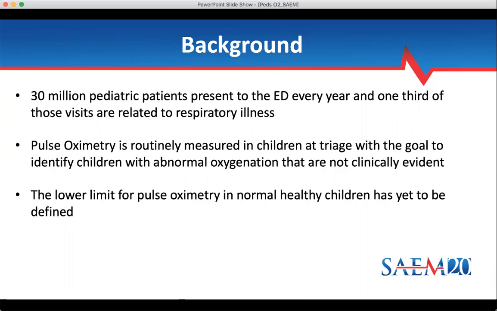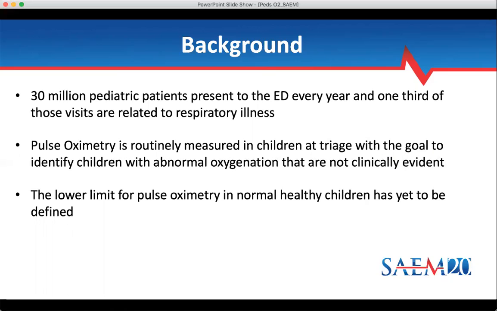Pulse oximetry is often used when patients first come to the emergency department to get a sense if there's an abnormality in their oxygenation. And we're really checking to see patients that have an unexplained abnormality, as in if a patient comes with respiratory distress, it's usually relatively easy to see that they're in distress. But if the patient comes in and has an oxygen saturation of 90 and that's unexpected, those are the children that we're trying to pick up with the pulse oximetry.